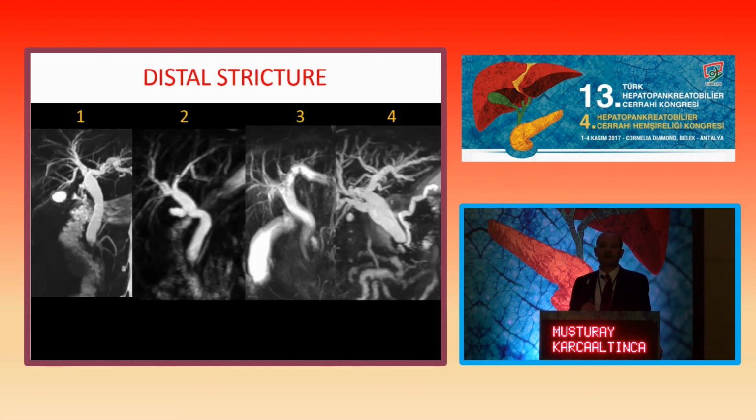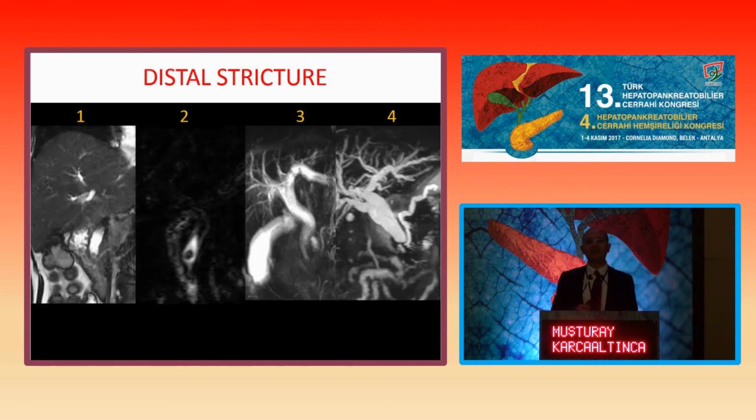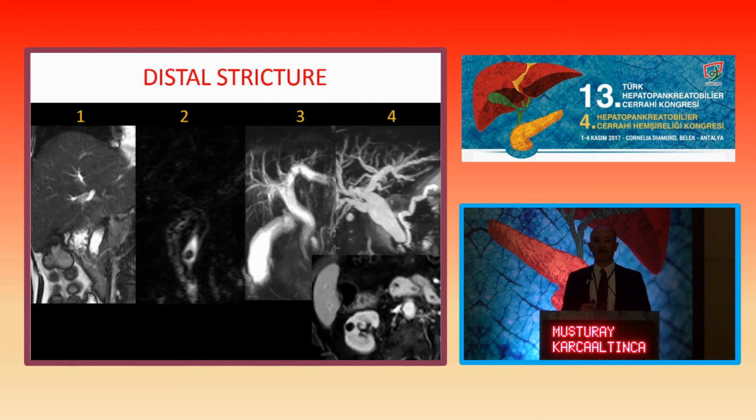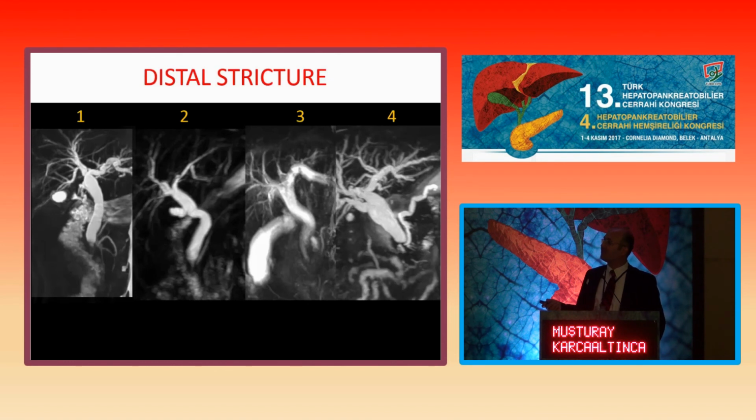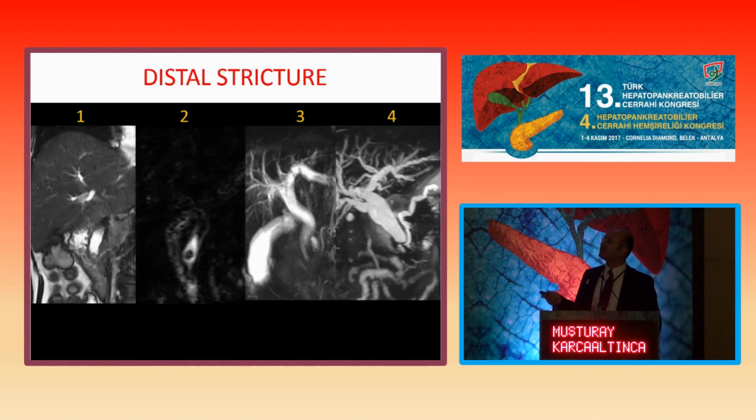Who thinks patient 1 is a malignant patient? Patient 2? Perfect. Patient 3? Patient 4? Perfect. So really, only the second one is a benign disease. So this is what is tricky about MRCP. If you rely on these images, you're always wrong. So the first one was actually a borderline disease. It was a carcinoma in situ, right there.